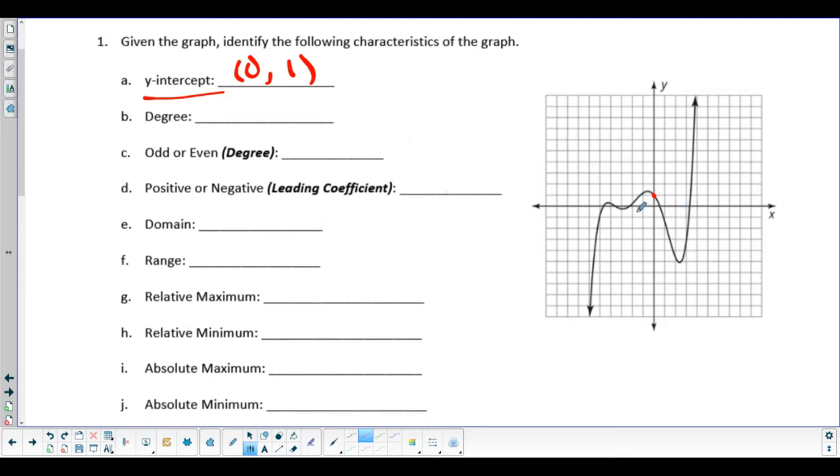All right, so for degree. Now, this one's interesting because when we had the polynomial packet, we were given the factored form of an equation, and you would just add up all the exponents to get the degree, right? Now, we have to do a little bit more thought to answer the degree for this problem, because we have to think about what aspects of the degree matter visually on the graph, okay?